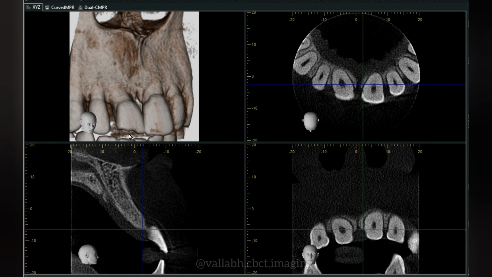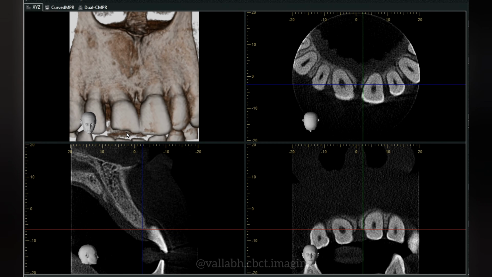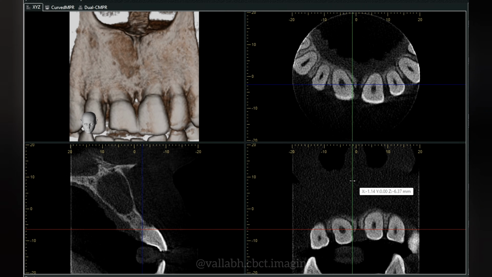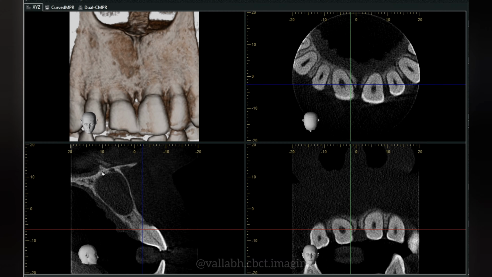This is 1-2. There's a history of trauma, so you can see some kind of fracture over here. It was a long-standing history in the past, so the tooth was discolored when seen clinically. This is the tooth of concern, 1-1. As we go towards 1-1, there was a huge periapical cystic lesion seen in the periapex of 1-1.